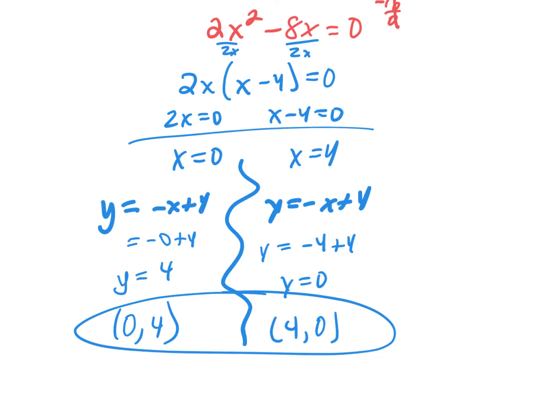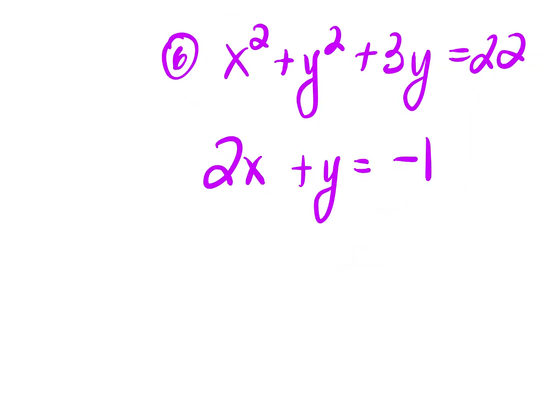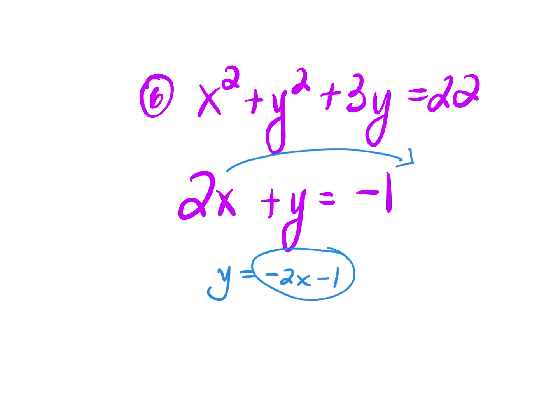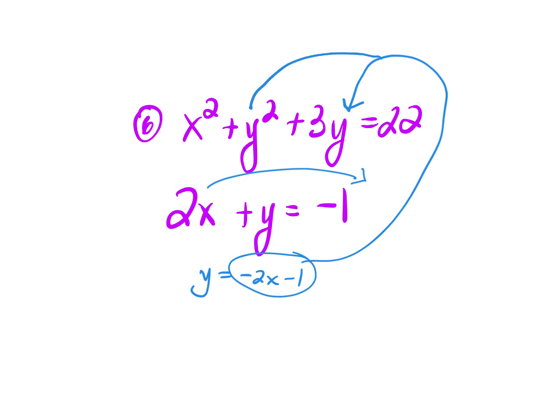All right, last solving one. What do you think we should do? This is a long one. The bottom one. We want to say y equals what? Want to move this 2x over? So we'll say y equals negative 2x minus 1. Okay. So I'm going to take this and plug it in right there. Again, I told you guys this is a long one. I'm going to plug it in there, and I'm also going to plug it in there.